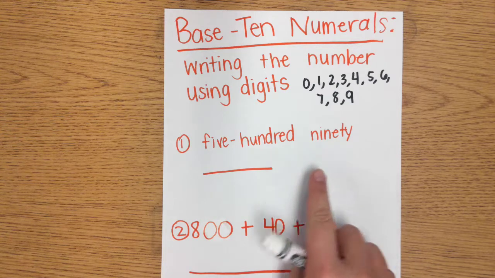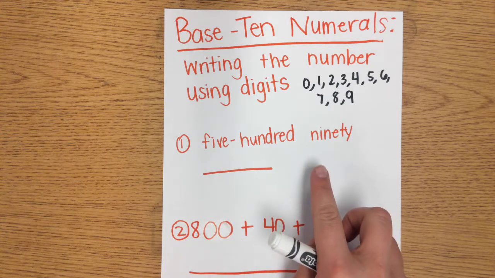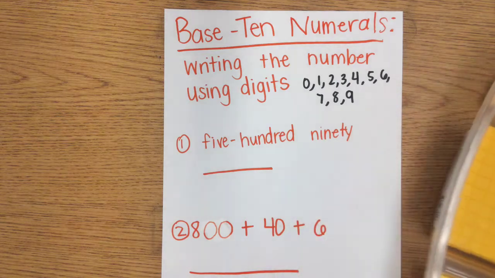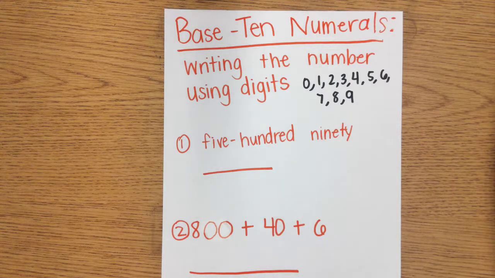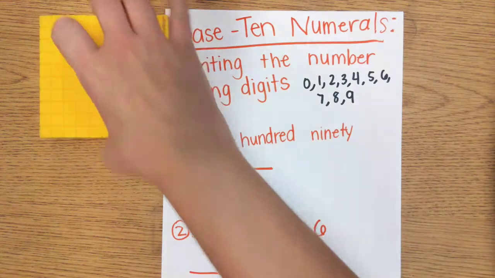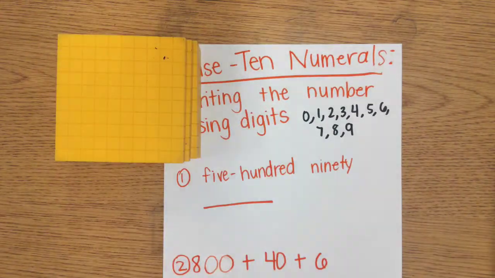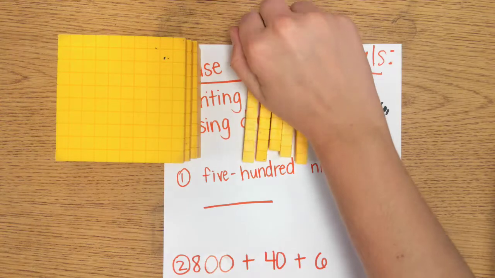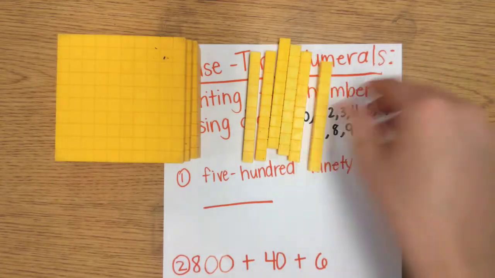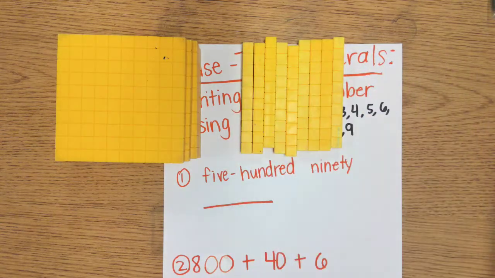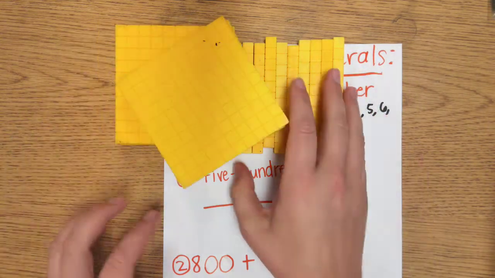So in thinking about base 10 numerals, I'm going to look here and I have a number name of a number and it says five hundred ninety. So if you need help because you're unsure of 590, you can always get out your base 10 blocks and help yourself by building it and looking to see what is the digit that would go in that place. So for example, if I were to build 590, so here I have 500. 10, 20, 30, 40, 50, 60, 70, 80, 90. So I'll have 590.